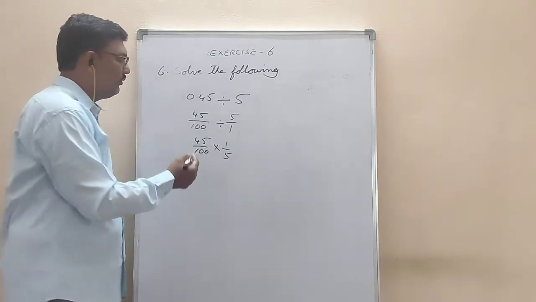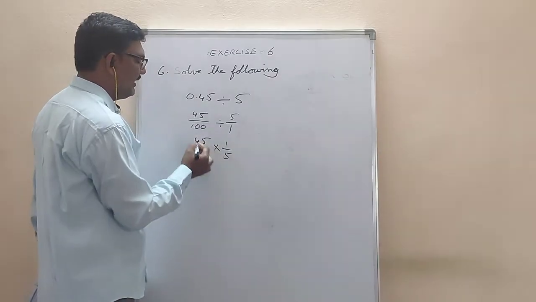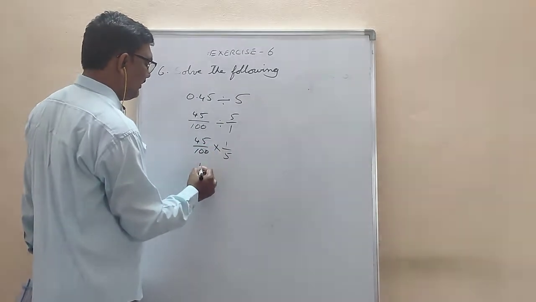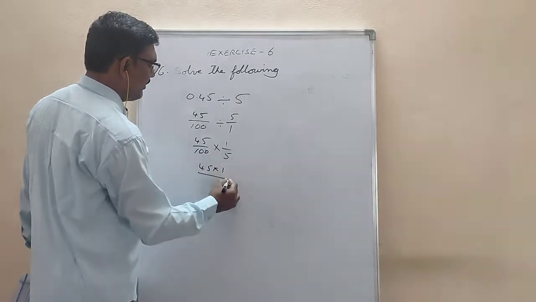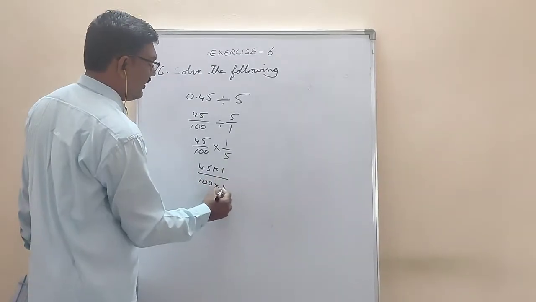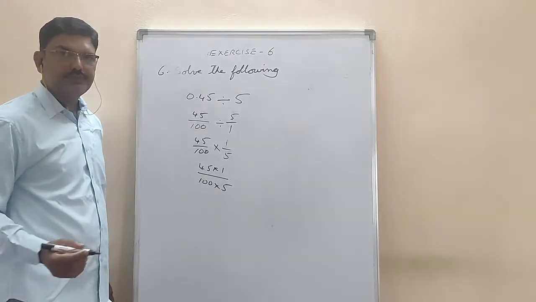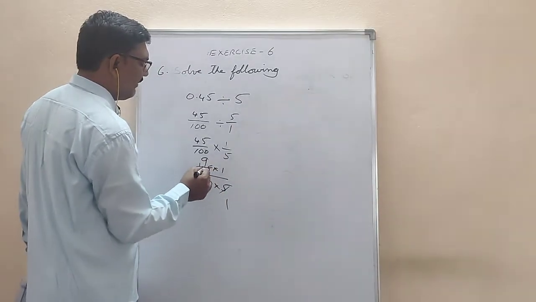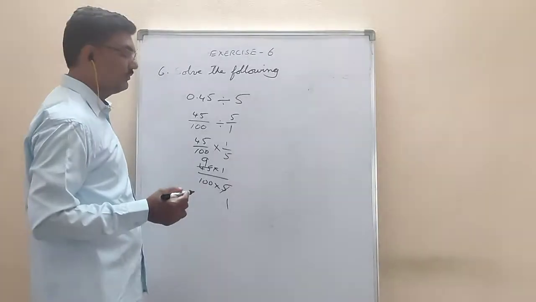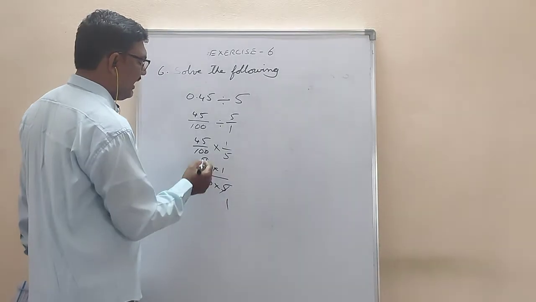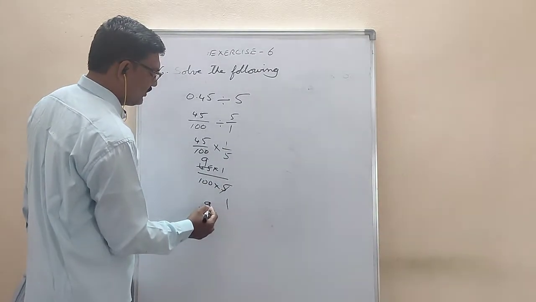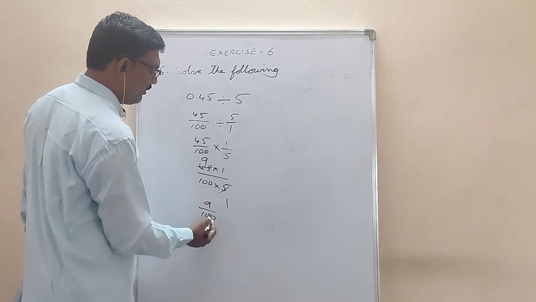Okay, now you can cancel here and here. Otherwise, if you have any doubt, a fraction should be multiplied with a fraction, means numerator into numerator, denominator into denominator, as I said. So 5 nines are 45, or not? So 9 by 100, you are getting 9 by 100.